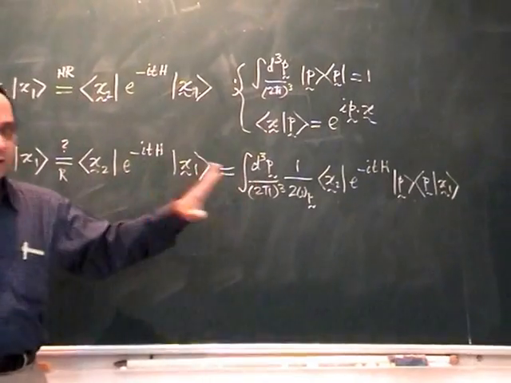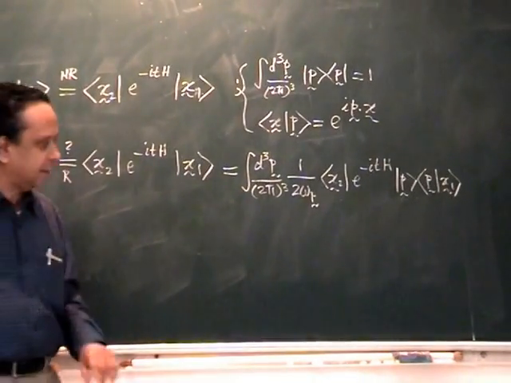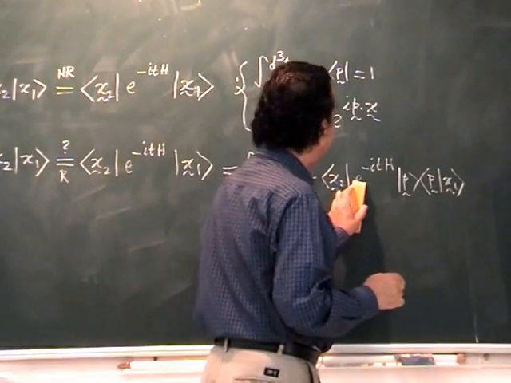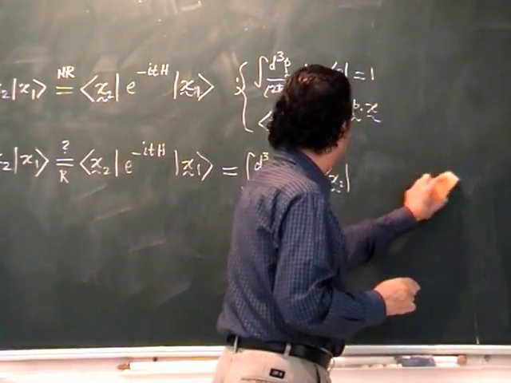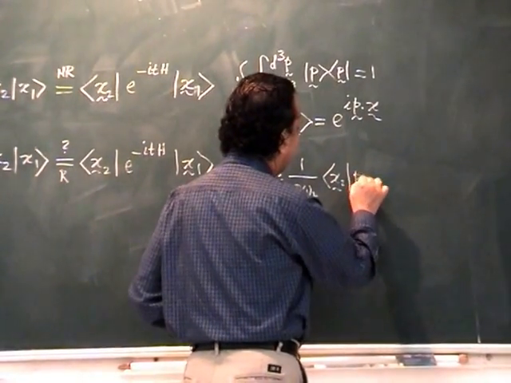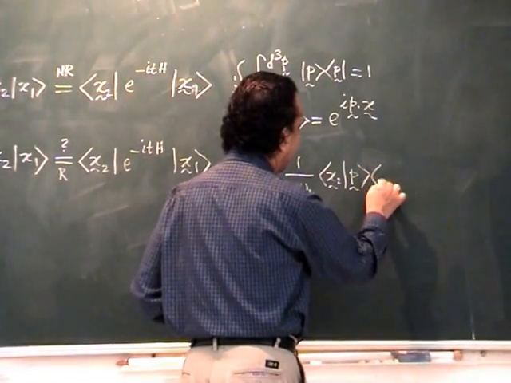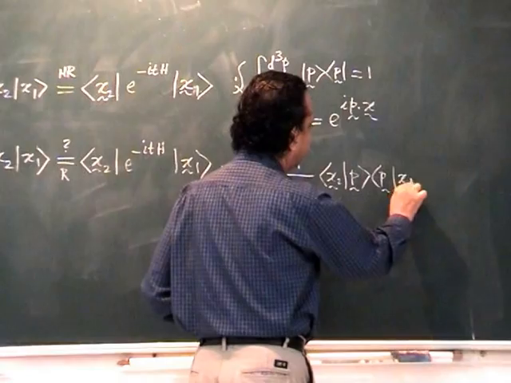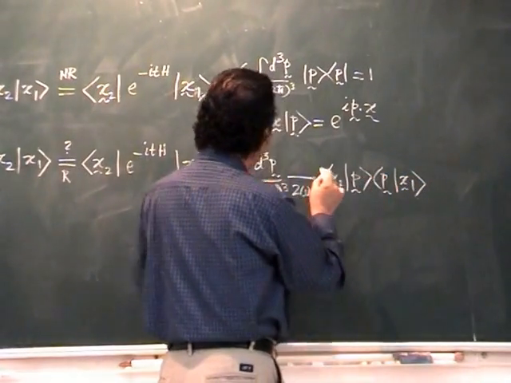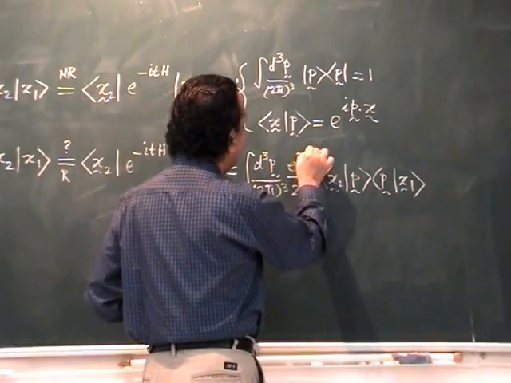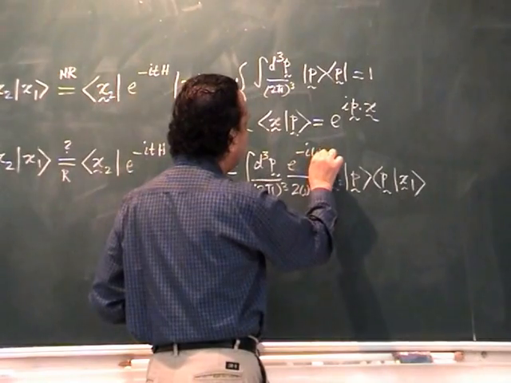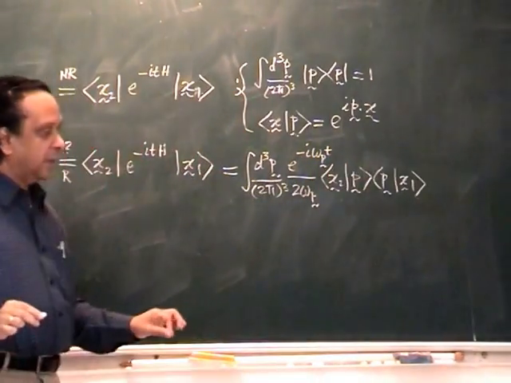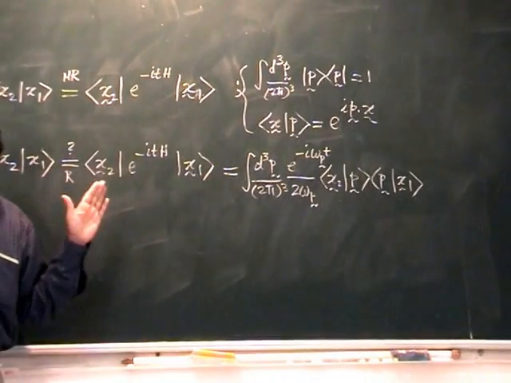Up to this, everything goes just like in non-relativistic mechanics. Now, since H is only dependent on p, I can just simplify this. I put a ⟨x2|p⟩ here, and I have a ⟨p|x1⟩ here, and I have e^(-iE(p)t), whatever is the eigenvalue for the Hamiltonian as a function of momentum. Up to this point is smooth sailing.